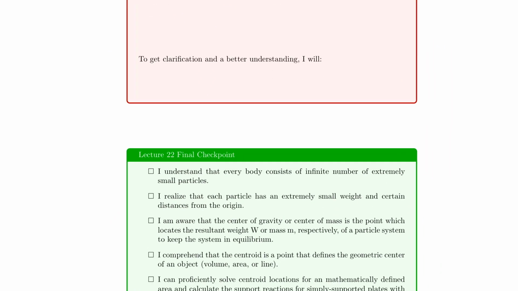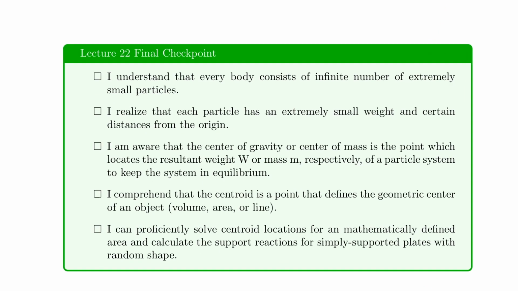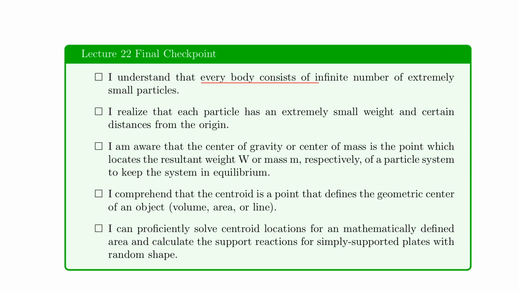But ultimately, what you need to take away from this is that every body consists of an infinite number of extremely small particles, or infinitely small particles. We understand that, right? They also have a super small weight, and they have a certain distance from the origin. That is important. So that is what we called x tilde, right? Here we call it, for example, dw or dm or dv or even dA. All that was the same.